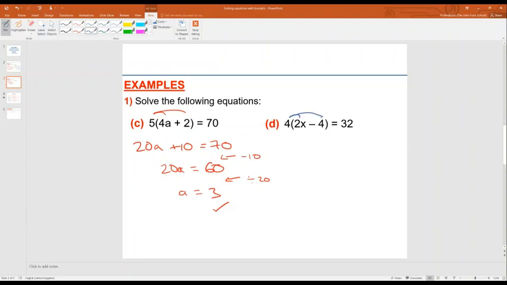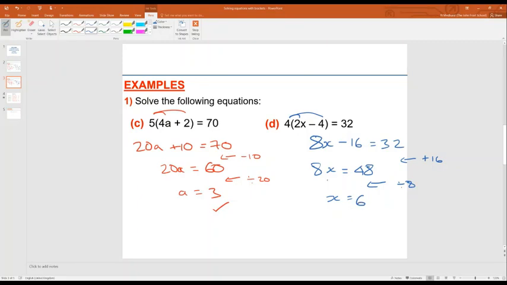And then last one, expand the brackets. So 4 times by 2x, that's 8x. 4 times minus 4 is minus 16, that is equal to 32. Now we work backwards. The opposite of taking away 16 is to add. So 8x equals 32 plus 16, which is 48. This means x times by 8. The inverse of times by 8 is to divide. x equals 48 divided by 8, which is 6.